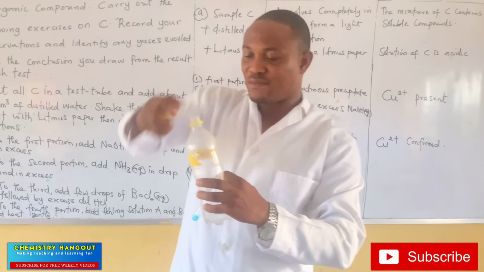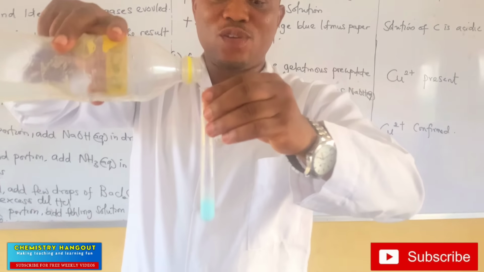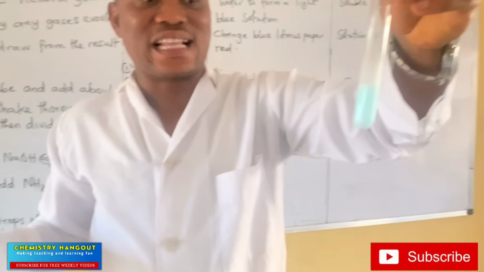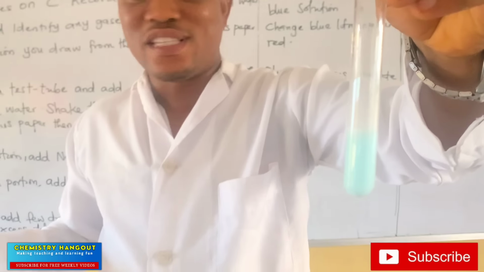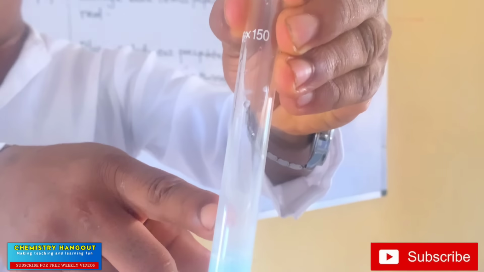So, barium chloride. This is the third portion. Let's see. Did you see what it's changing to? Did you see the white staining the walls of the test tube? It's just like chalk, like you are grinding chalk and putting it in water. That's what it looks like. Very important. Did you see the color?